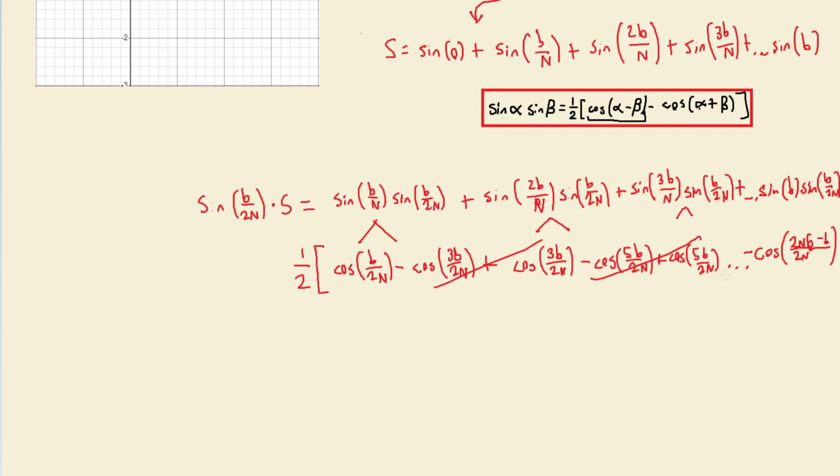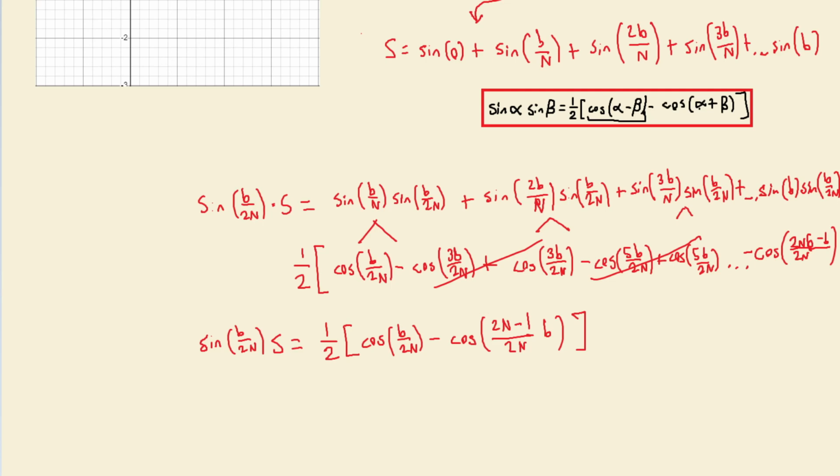And because everything cancels here, what I have is that sine of b over 2n, multiplied by the total value of the sum, is equal to 1/2 of cosine of b over 2n minus, and then everything in the middle is going to cancel, and we're left with cosine of 2nb minus b over 2n, and that's just equal to 2n minus 1 times b. You can factor out that b, and it's going to be divided by 2n here. So factoring out the b, it's going to look something like this.